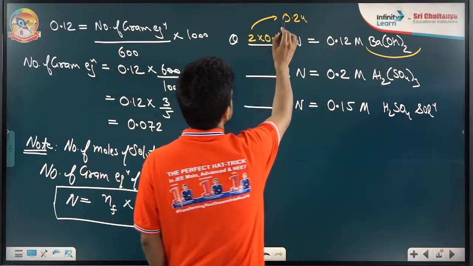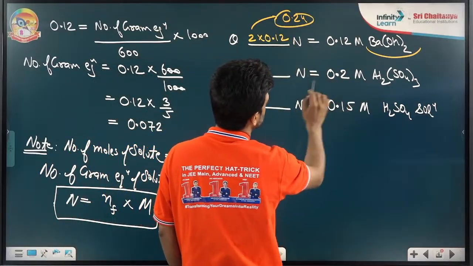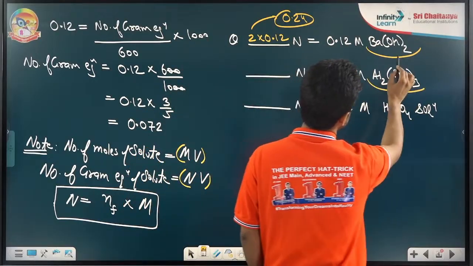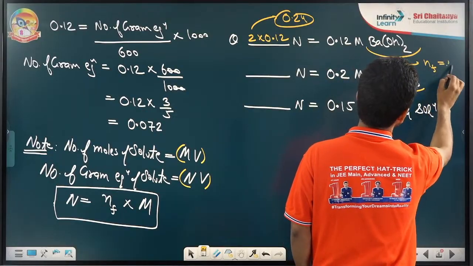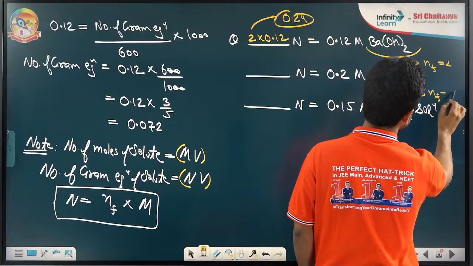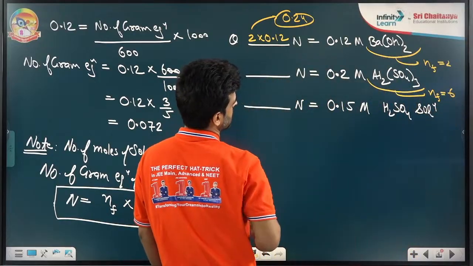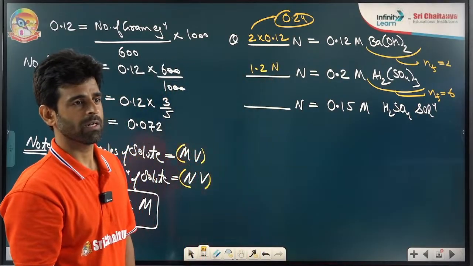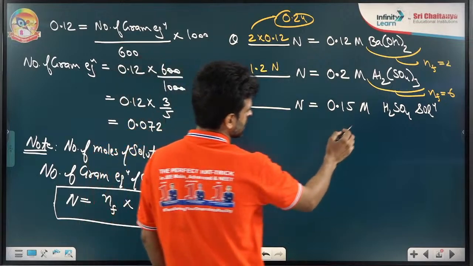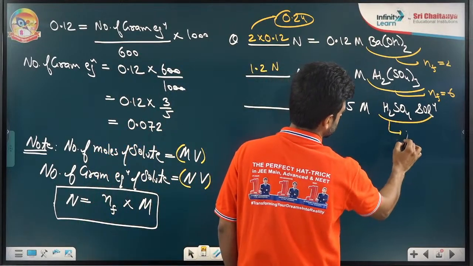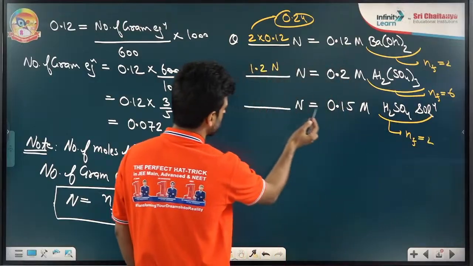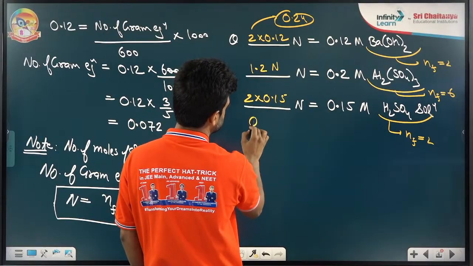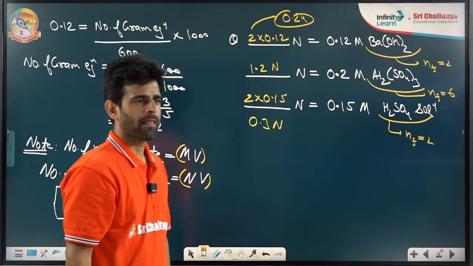Here we have 0.2 molar. So 0.2 into how much? Its n factor was 2, and the other n factor is how much? 6, we did just now. So 6 into 0.2. What's coming? 1.2 normal. The next one is sulfuric acid. Its n factor is also 2. So 2 into 0.15. What is coming here? 0.3. Very good. I hope we are clear now.